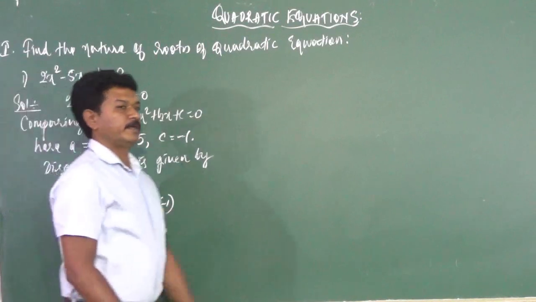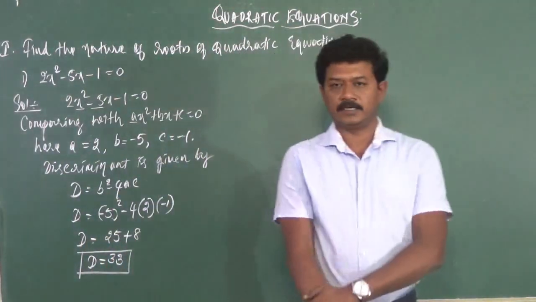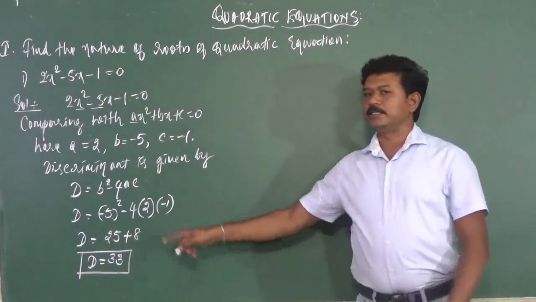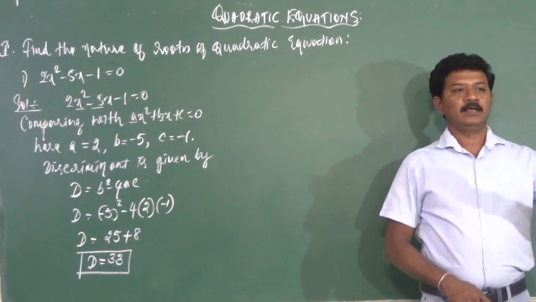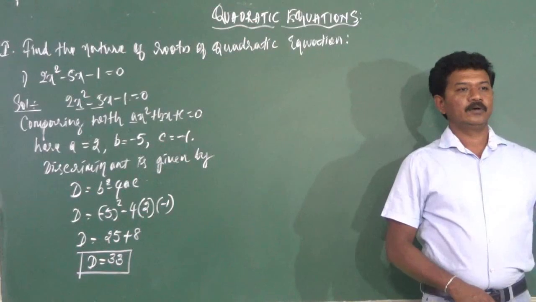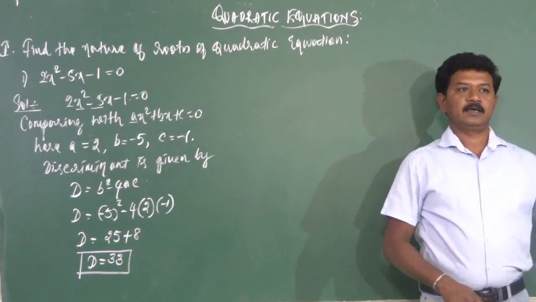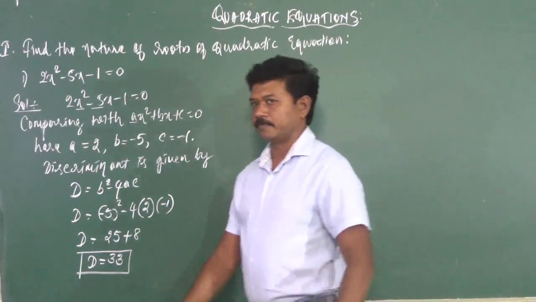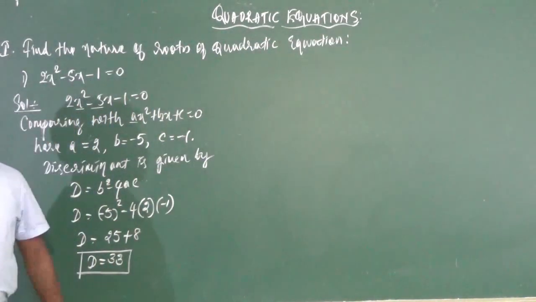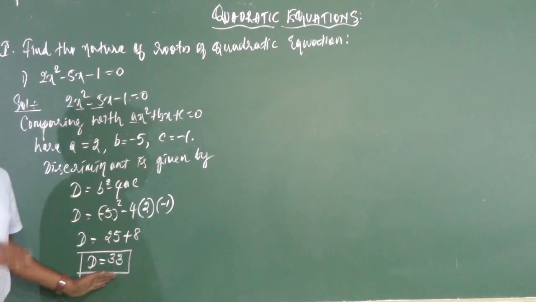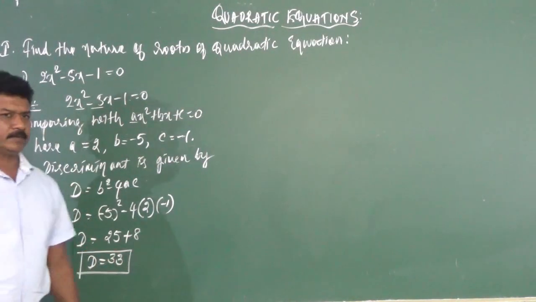So at this moment we have to think. What is 33? 33 is an integer greater than 0, but not a perfect square. 36 is a perfect square, 25 is a perfect square. So this number is in between 25 and 36, so it is not a perfect square.